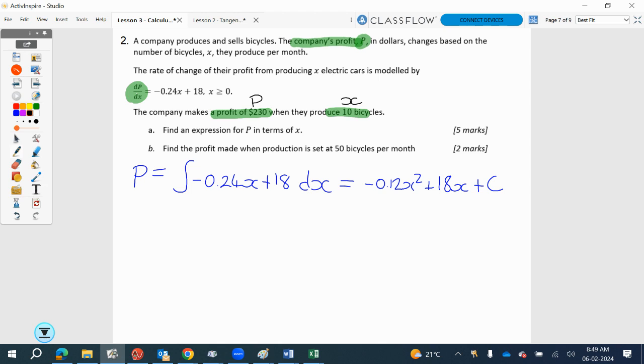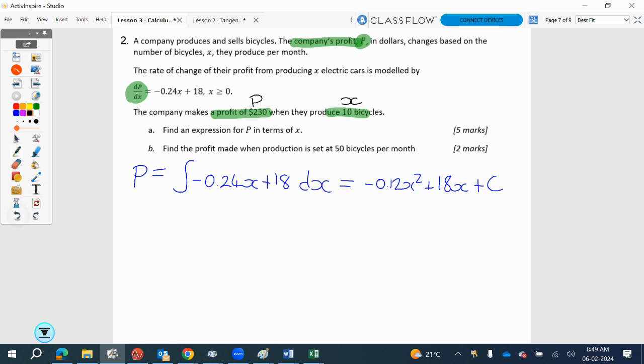Units can help you. Is this a derivative or is this a function? Derivative units are typically compound units. In this case, it would be dollars per bicycle. Very strange unit.